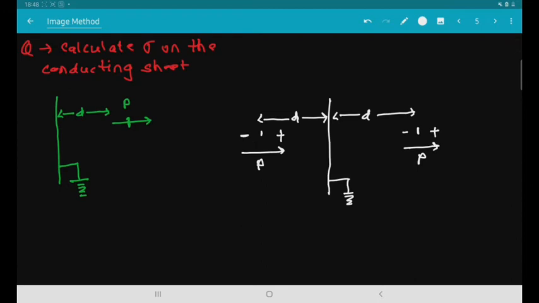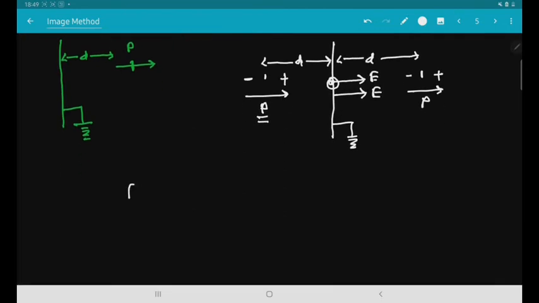Now they have asked us to calculate the surface density. To find the surface density, as I have told you, select a point on the plate and find the net electric field. Now if you remember, for dipoles at an axial point, the electric field will be in the same direction. So for the image dipole it will be in this direction, as well as for the actual dipole it will also be in the same direction. So the net electric field will be E plus E, that means we will get 2 times E.